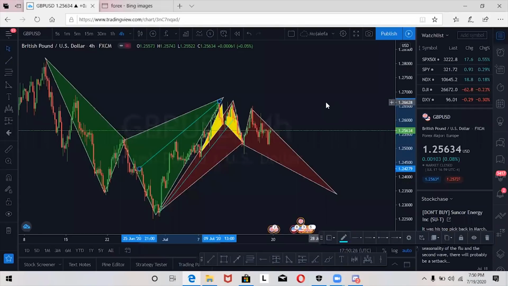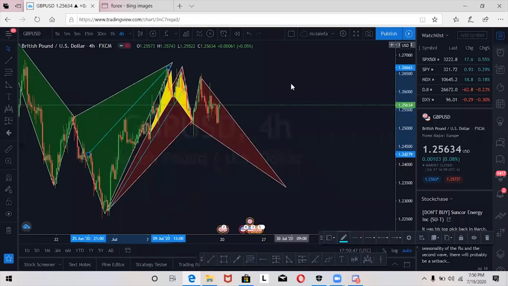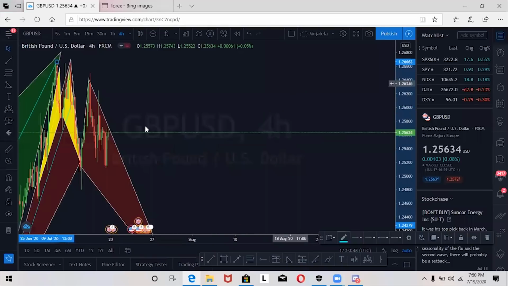So do I use Crab, Cypher or Shark? I don't actually get into using them. I don't use them because I find them complicated, because I need to use them with a fib. You get what I'm saying? To confirm them, use them with a fib. So you see, they require another tool to use them.